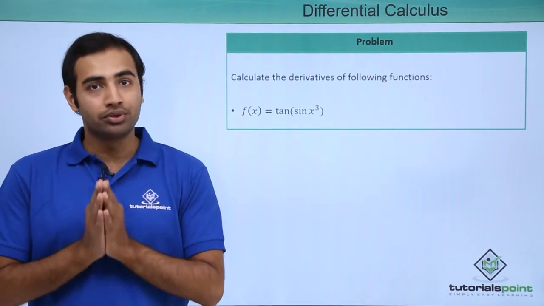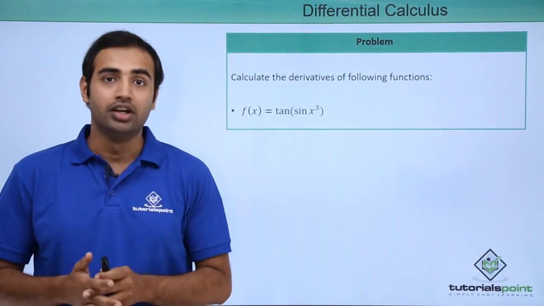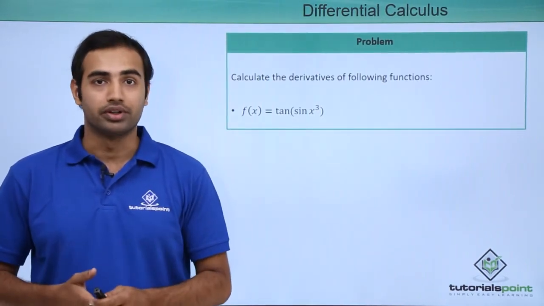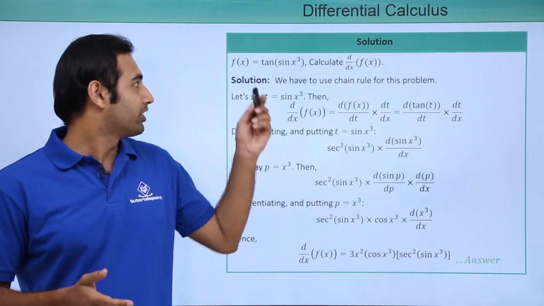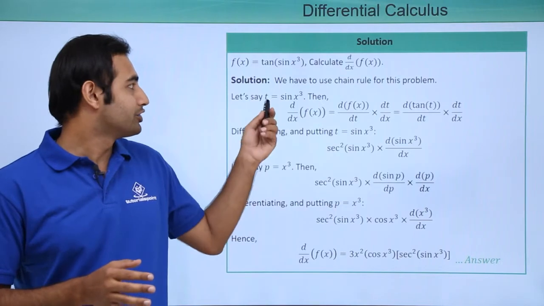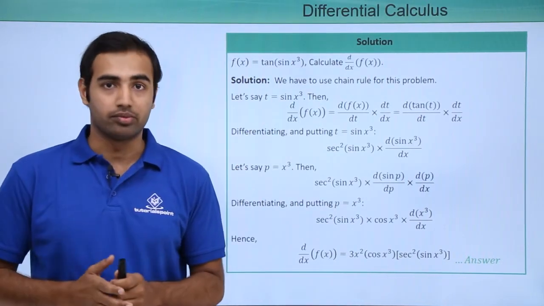Now clearly you don't know the formula for the derivative of this entire function, you haven't learned a formula. So we have to use the chain rule in order to differentiate this. Let's see how we do it. First of all, I write my function as it is, tan(sin(x³)), and the first thing I do is assume sin(x³) to be t. This is quite similar to what we did in the last problem.